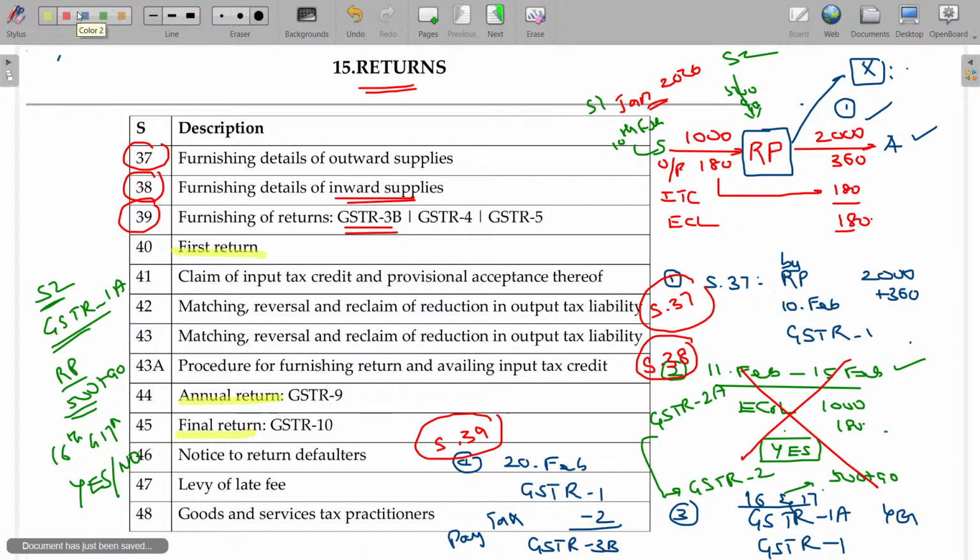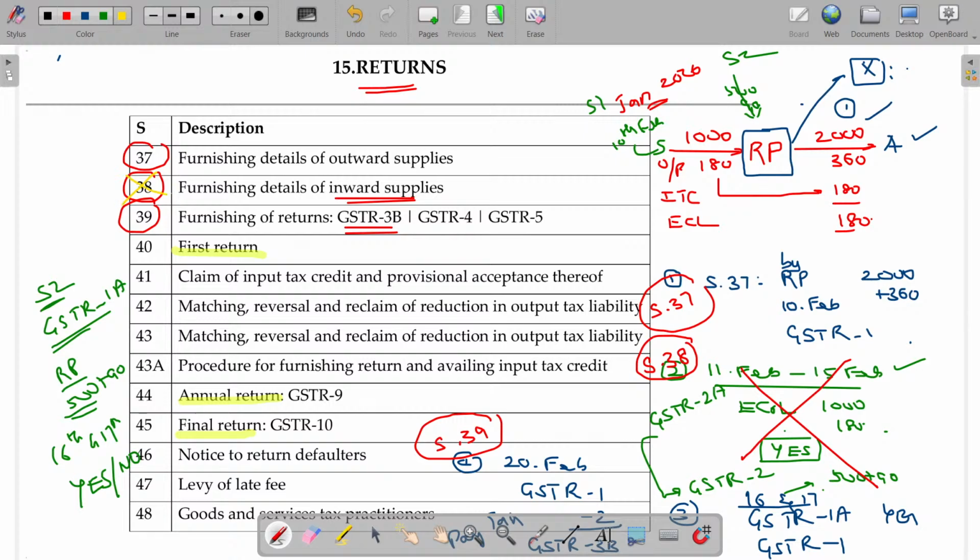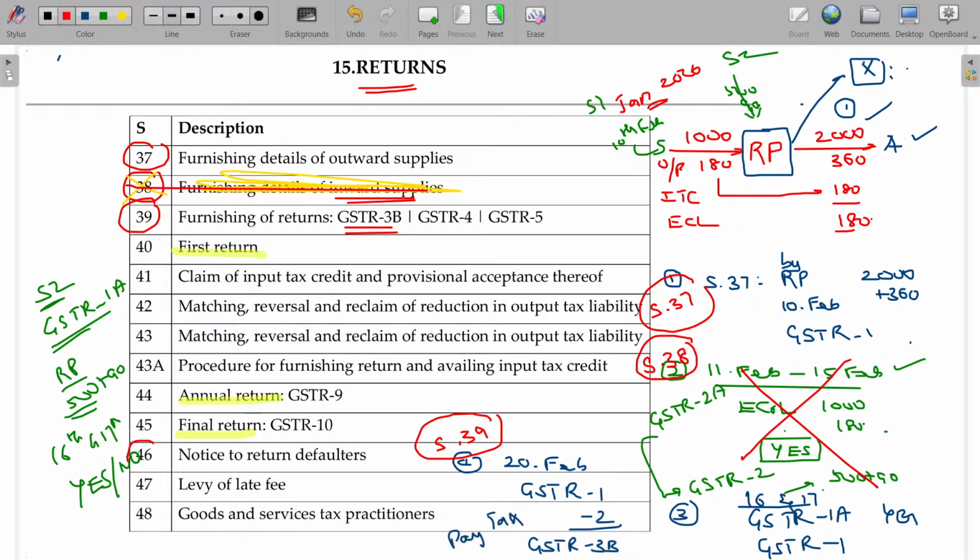Of course, 38 is also not required. So 37, 39, 40, 44, 45. These are the sections you have to study. Now what happens, sir, if I don't file the return? You will get a notice as you are the defaulter of filing the return. And if you file late, then you have to pay the late fee also.